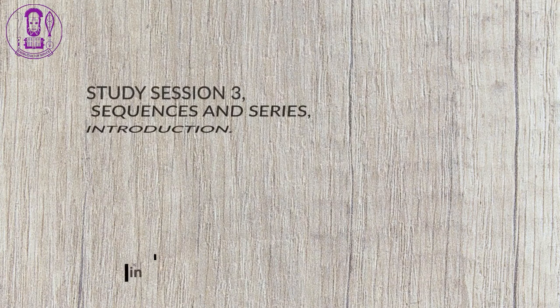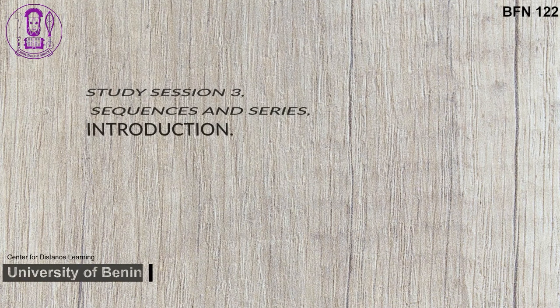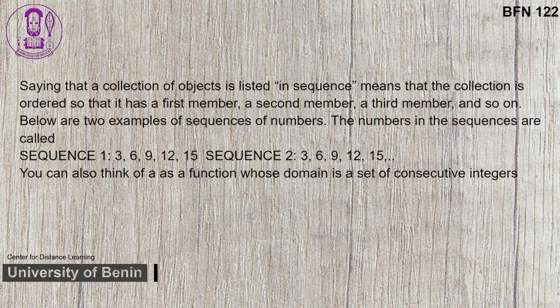Study Session 3. Sequences and Series. Introduction. Saying that a collection of objects is listed in sequence means that the collection is ordered so that it has a first member, a second member, a third member, and so on. Below are 2 examples of sequences of numbers. The numbers in the sequences are called terms. Sequence 1: 3, 6, 9, 12, 15. Sequence 2: 3, 6, 9, 12, 15. You can also think of n as a function whose domain is a set of consecutive integers.